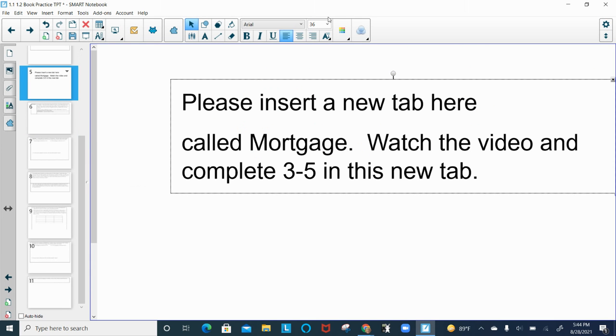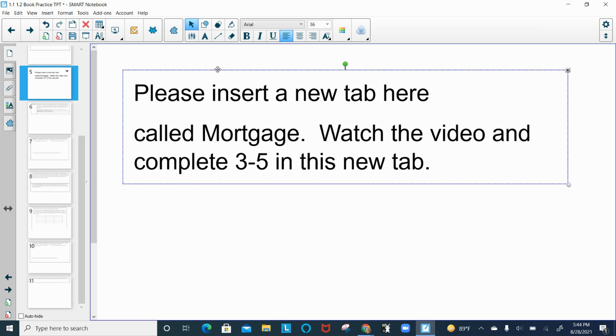Okay, this is the part where you're going to apply what you've learned from the car loans to the mortgages. Car loans and mortgages have a lot in common. You're going to keep the Excel spreadsheet or the Google sheet that you used for the first part of the activity, practicing the auto loans. Then you're going to make a new tab called mortgage. Down at the bottom, click on the plus, make a tab, rename it mortgage, and watch this. Then you're going to complete numbers 3 through 5. Actually, you're going to complete 4 and 5 because I'm going to do 3 with you.